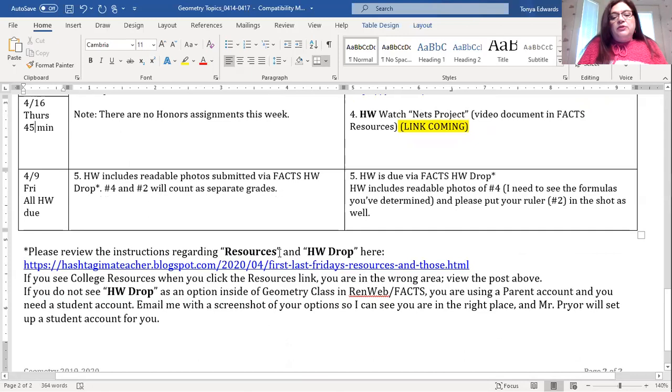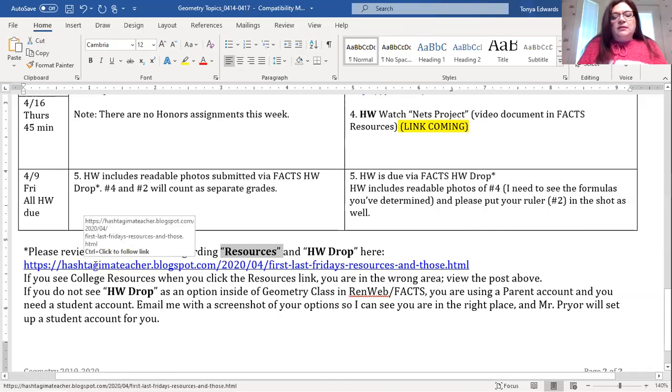If you haven't been able to access resources or homework drop, the instructions are at this link. Copy this link or click this link and go here. There are pictures of where to click to get to these things. You will see resources. It's not the resources from the homepage. It's in a different place. You're in the wrong place if you see college resources come up. That's not the right place. Use the link here to look at the pictures of where you're supposed to be.